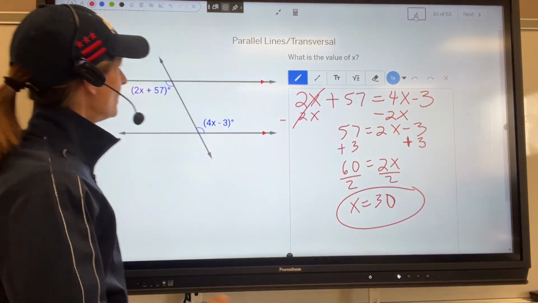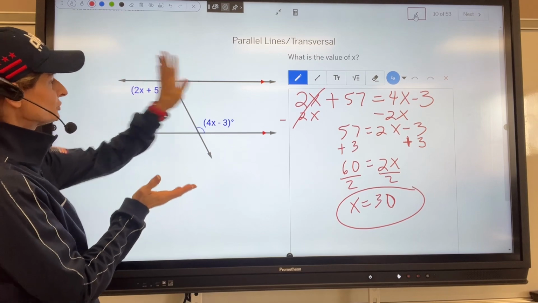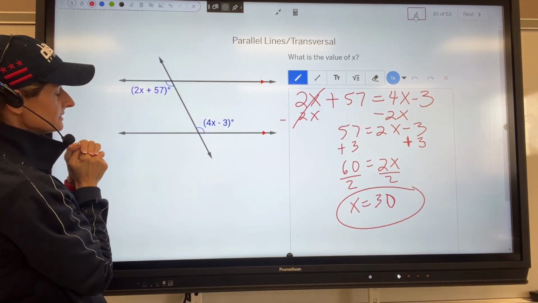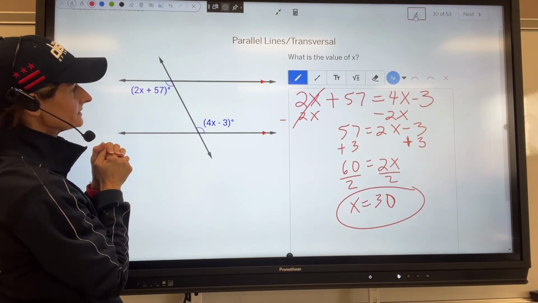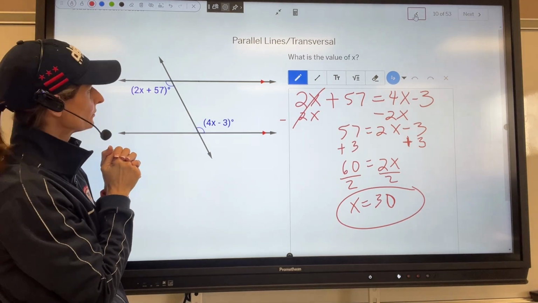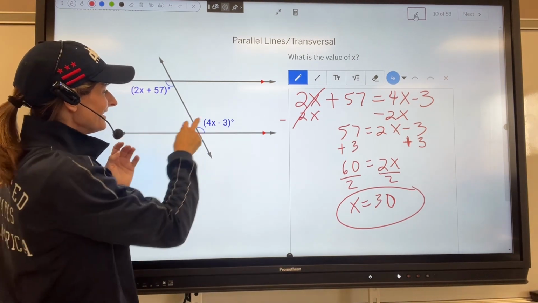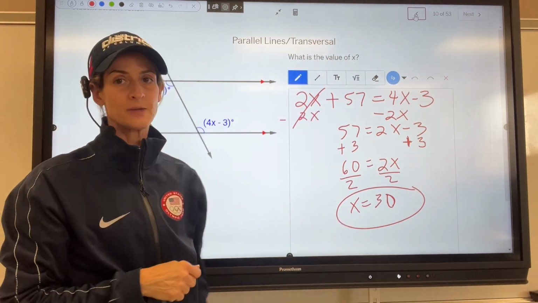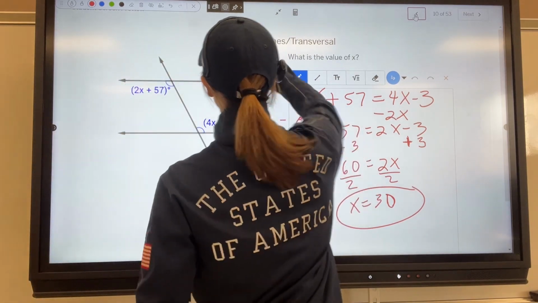Okay, welcome. We are going to do this problem. We know that these are alternate interior angles, and alternate interior angles are congruent when the lines are parallel. So 2x plus 57 equals 4x minus 3. There's our equation. We solve for x and we got x is 30. Good? Erasing this, going to the next problem.